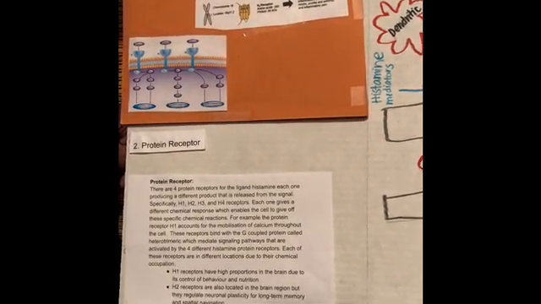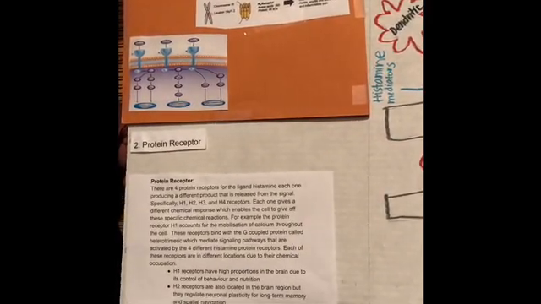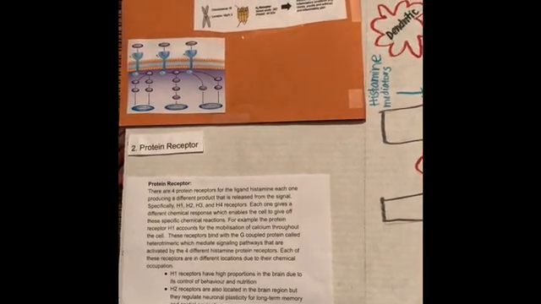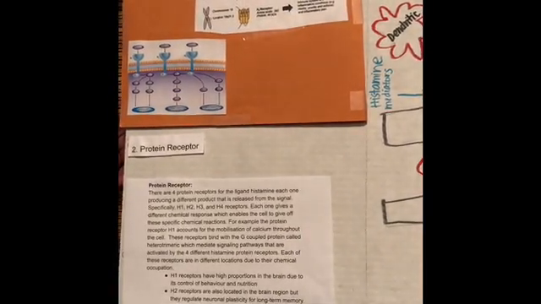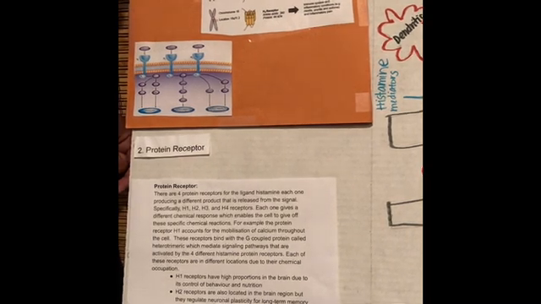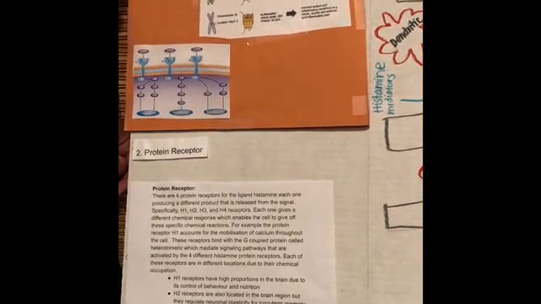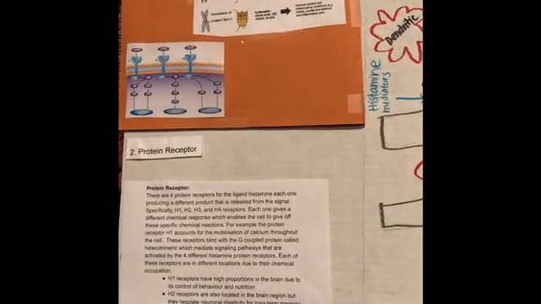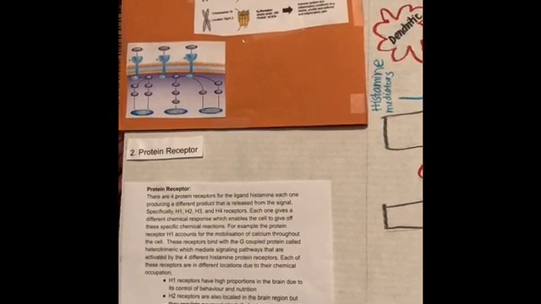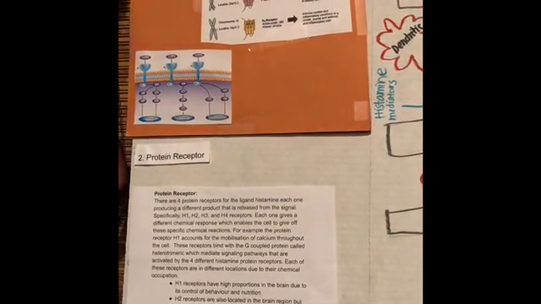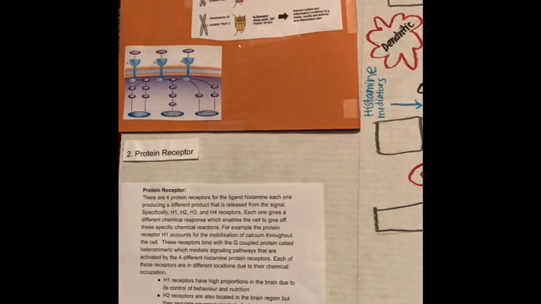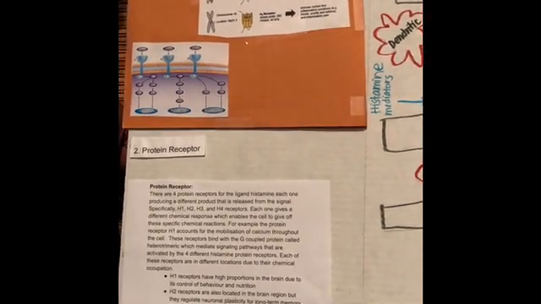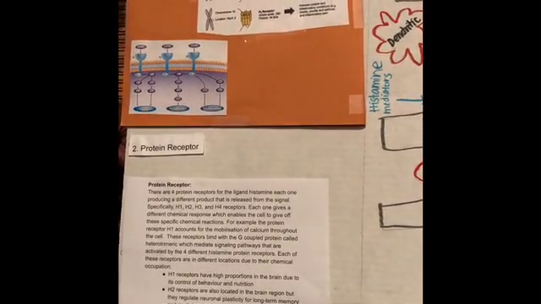For example, the protein receptor H1 accounts for the mobilization of calcium throughout the cell. These receptors bind with the G-coupled proteins called heterothermic, which mediate signaling pathways that are activated by the 4 histamine protein receptors. Each of these receptors are in different locations due to their chemical occupation.